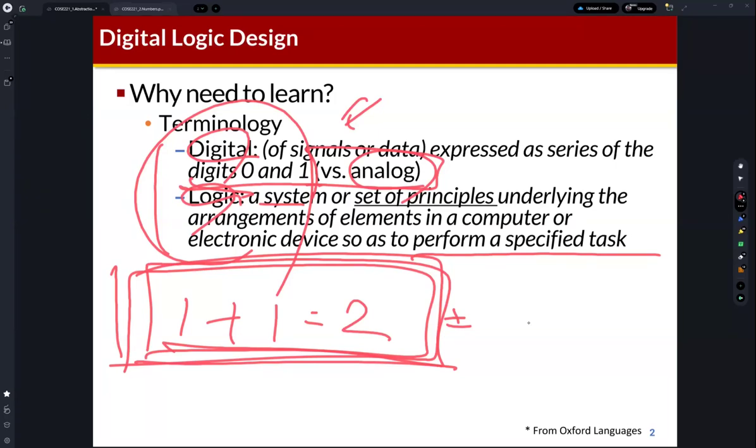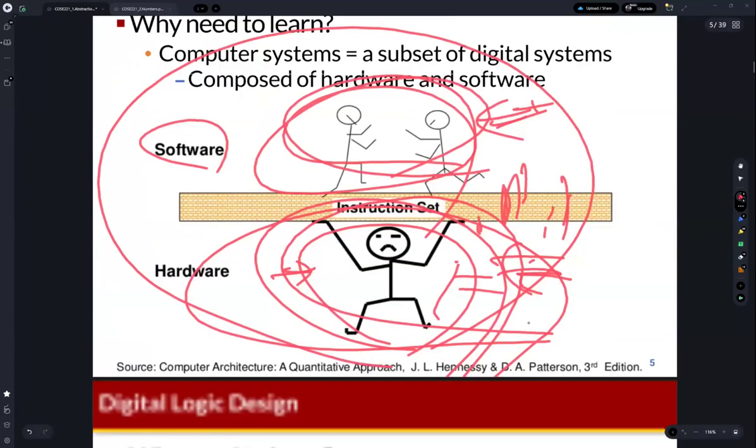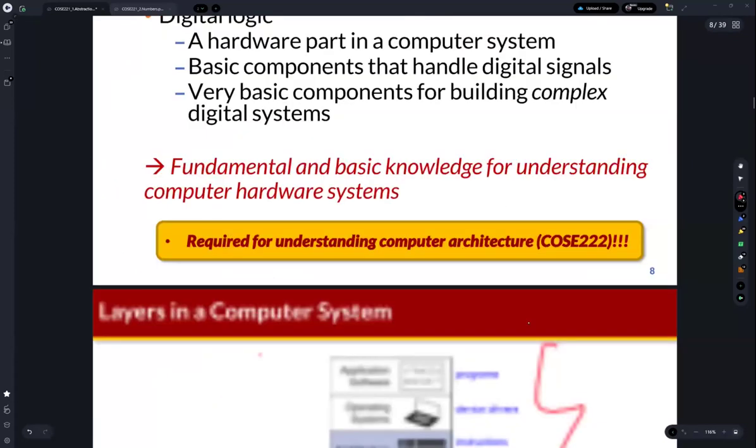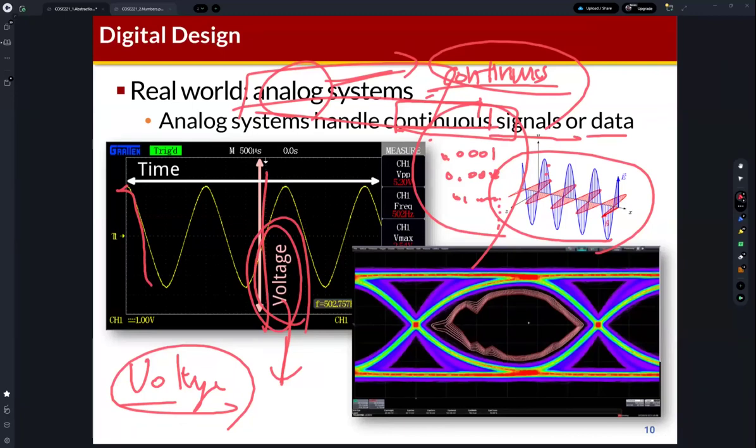So in the real world, every signal is an analog signal. So what is an analog signal? Analog signal means that the signal value continuously changes by time, right? So you can think that an analog signal is a continuous signal, okay? Then what is a digital signal?